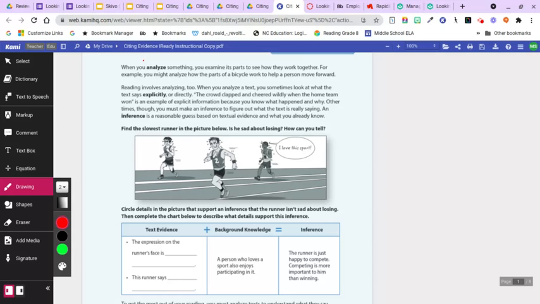So look at the picture. It says, find the slowest runner in the picture. All right, so I'm going to look for the slowest runner in the picture. And I'm going to say it's this guy right here. Is he sad about losing? Well, I'm going to look at him. He doesn't look sad. So I could infer that he's not sad. But I have textual evidence that he's not sad, right? Look what he's saying. He's saying this.